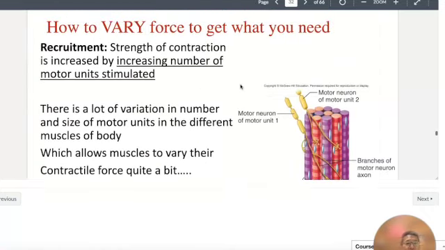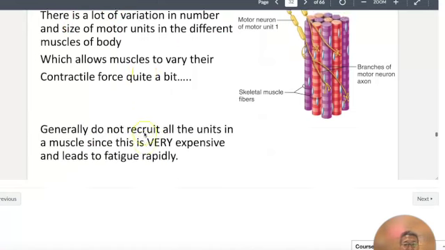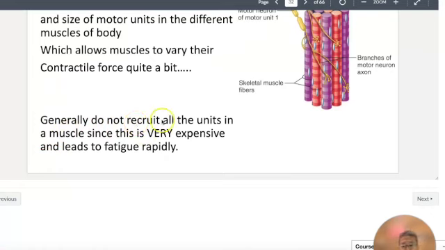Recruitment. When the strength of the contraction is increased, so it's getting heavier and heavier, then your body will usually recruit. But usually there's a lot of variation in the number and size of motor units. Generally, the body does not recruit all the units in the muscle since it's very expensive in terms of ATP.